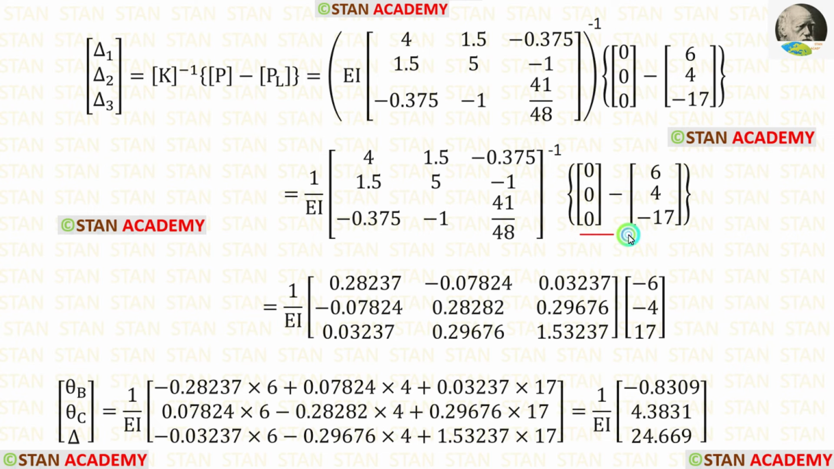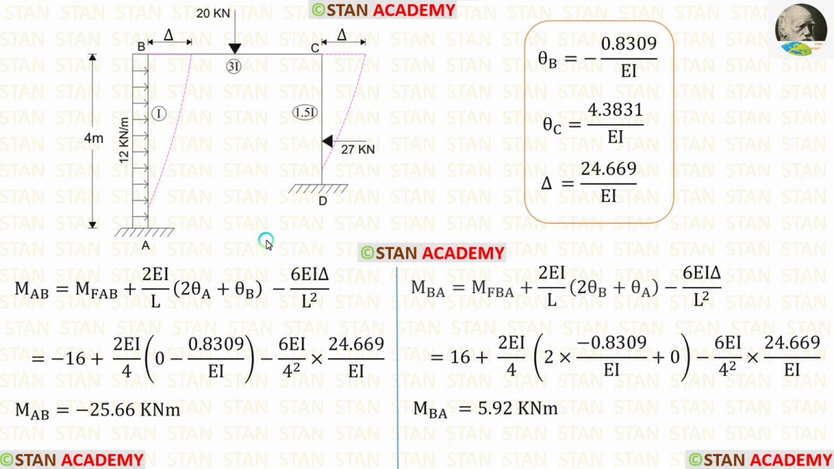We can add these two matrices. After adding, we are getting these. Then let us multiply these two matrices. After multiplying, we are getting theta B, theta C and delta. Now let us make the slope deflection equations and apply these values and get the final moments.